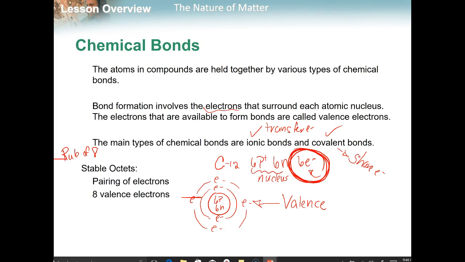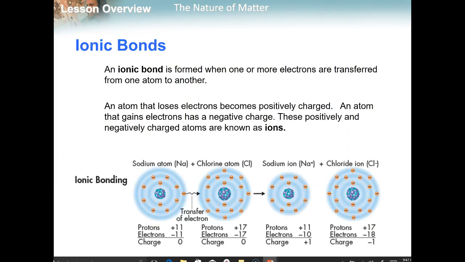So the way that they get stable is to have in their valence a stable octet. They want to have 8 valence electrons. If they can't have 8 valence electrons, then they want their electrons to be able to pair. So this is the rule of 8, the octet rule. And that's what we think about when atoms want to bond together.